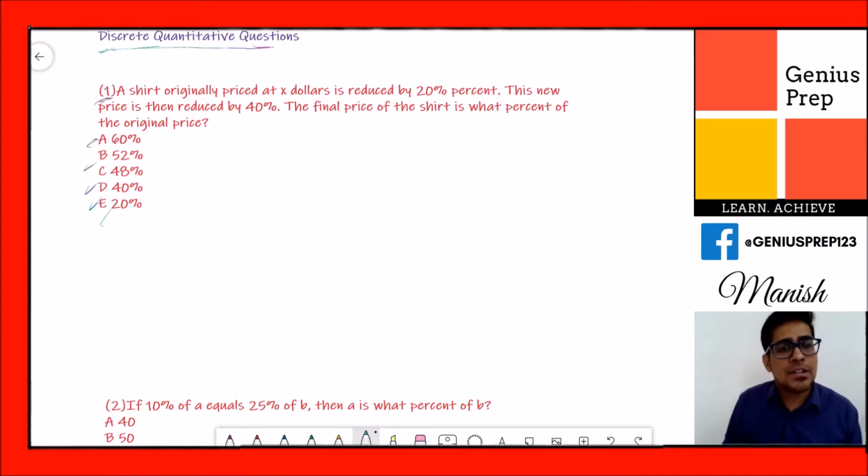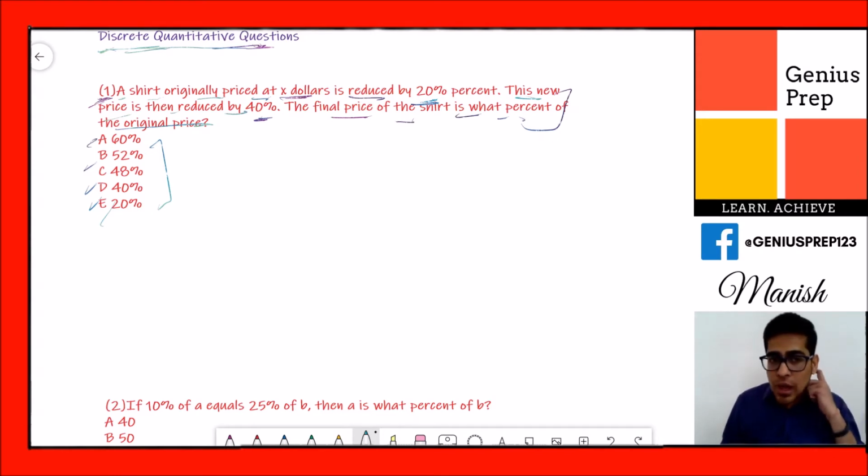Okay guys, so this is a discrete quantity question. In this you will be given a question with 5 or 4 options and you just have to provide the answer. So let's solve this question first and get the idea of what it is saying. A shirt originally priced at X dollars is reduced by 20%. This new price is then reduced by 40%. The final price of the shirt is what percentage of the original price?